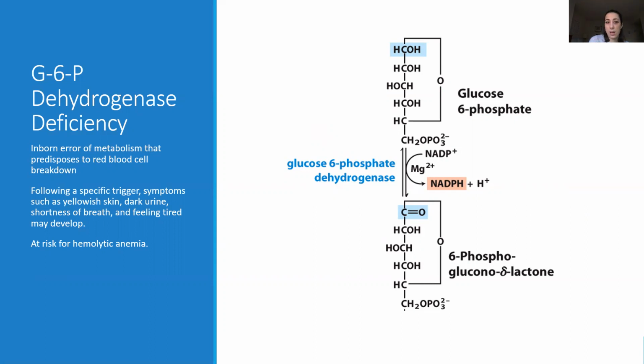There are some inborn errors where there is a known deficiency in this particular enzyme. It actually will predispose infants to the breakdown of their red blood cells. You also see, following certain triggers, symptoms such as yellow skin, dark urine, shortness of breath, and feeling tired. And in general, these people are at risk for anemia.